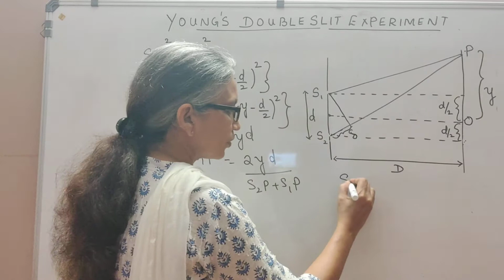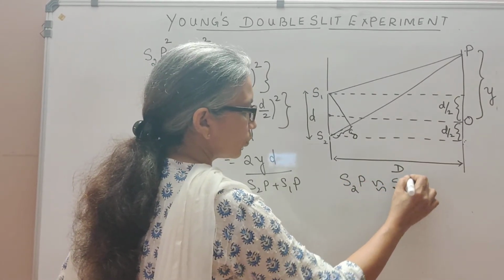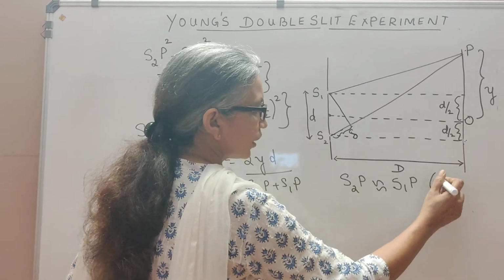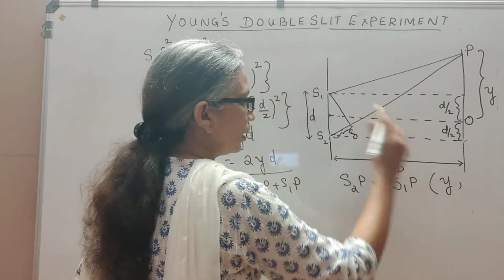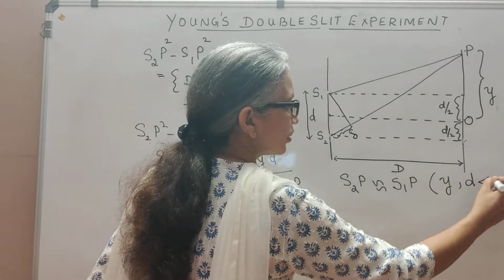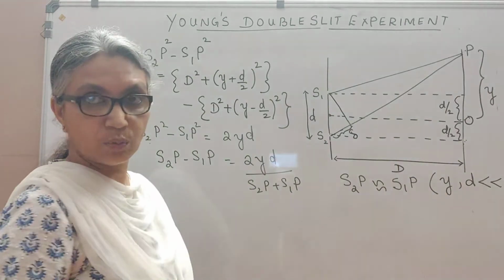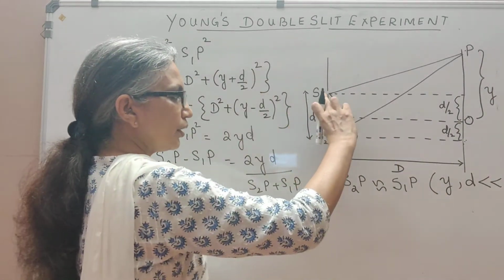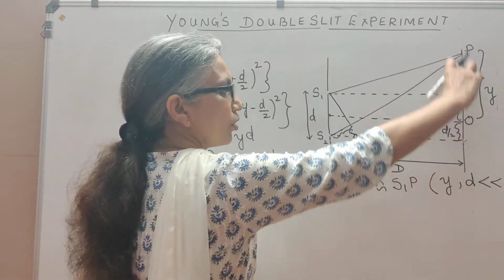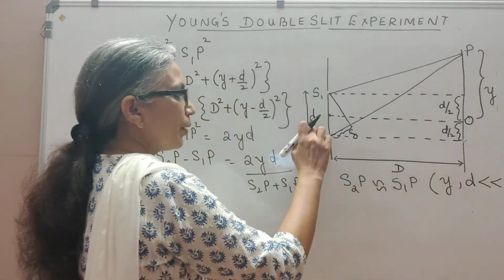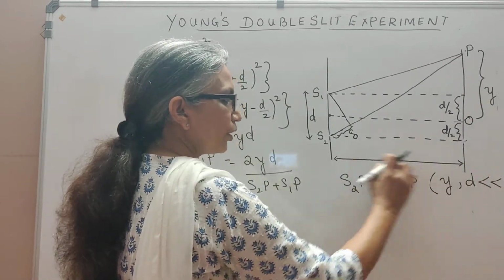Now I may approximate S2P to be approximately equal to S1P, assuming that this Y and this d is much smaller than capital D. That is, if the screen is really far away, these coherent sources are actually very close to each other and the fringes are also close to each other. So I may approximate d and this Y to be small compared to capital D.